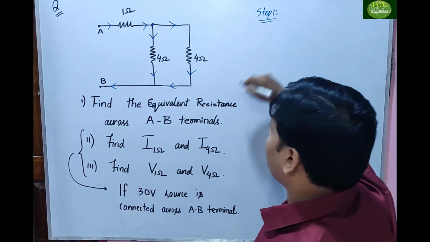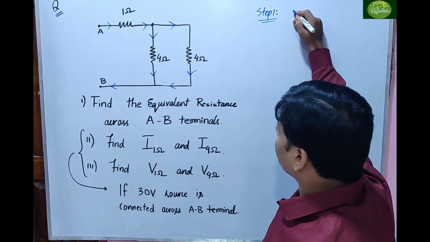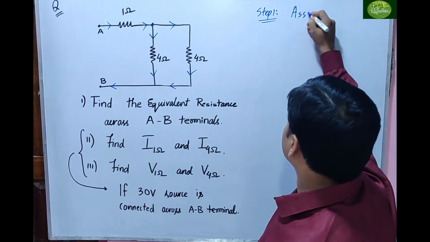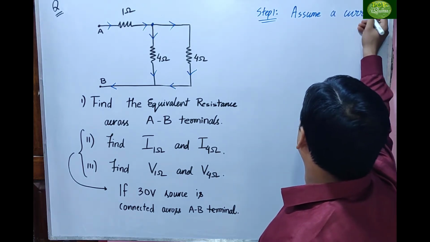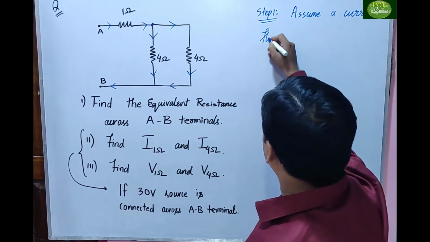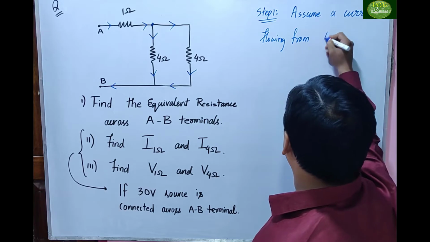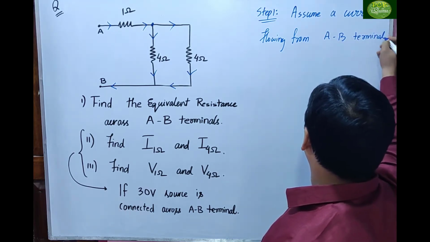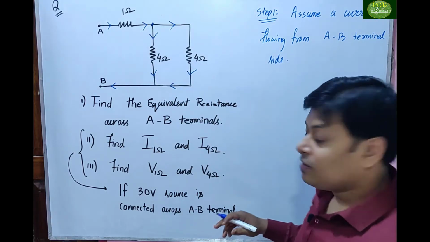So the first step, step 1: we have to assume a current flowing from the AB terminal side. Clear? We have assumed it, right?